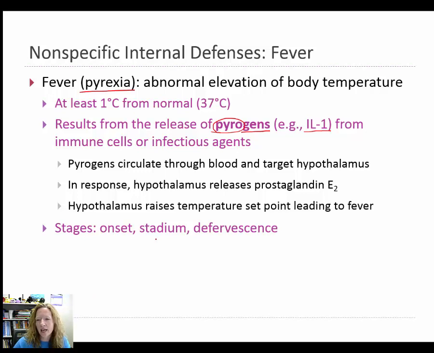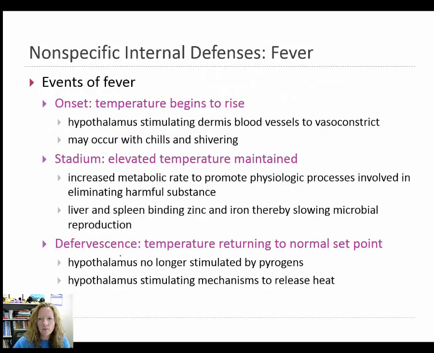So let's go through what onset, stadium, and defervescence are. Onset is going to be when the actual fever is beginning to arise. So there's a couple of things that are going to cause the temperature to rise. Stimulating dermis blood vessels to vasoconstrict. If you vasoconstrict blood vessels, especially here in the dermis, you are going in and preventing heat loss. So instead of the heat being released from your body, it's being kept inside your body, and that is going to be one way that temperature rises.